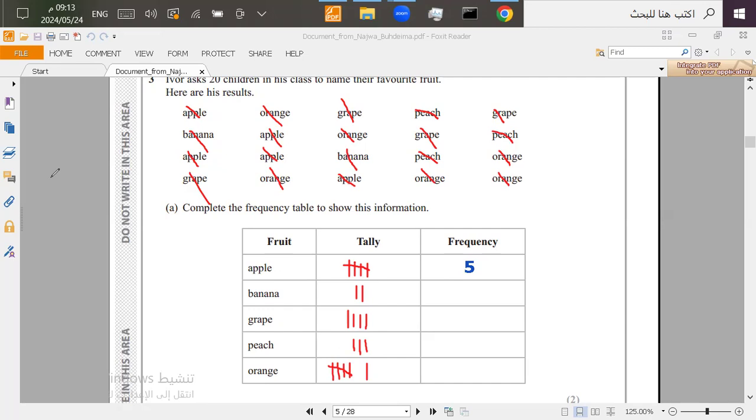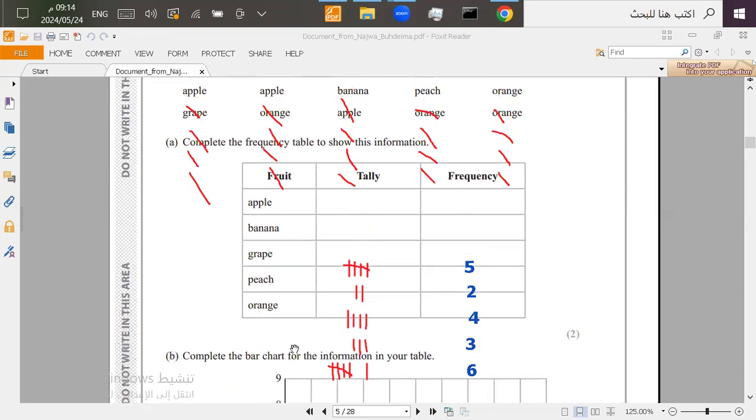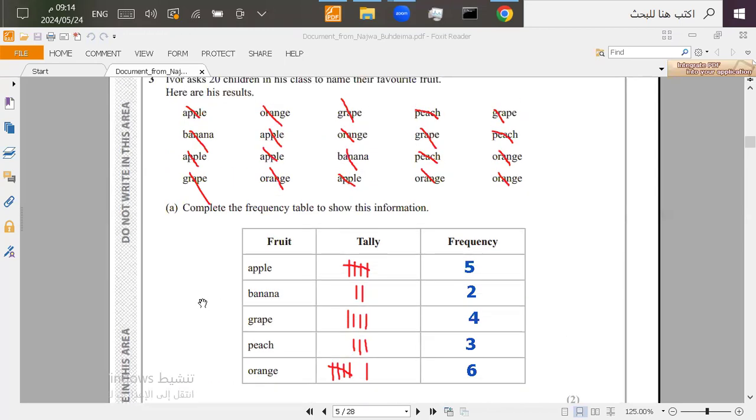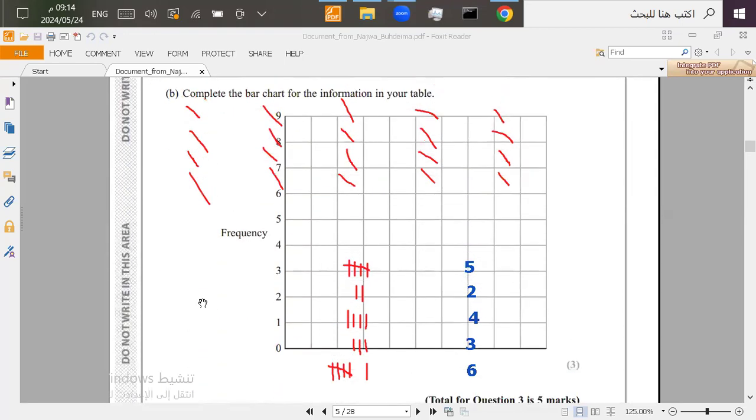Now, of course, you have to write them in numbers in the frequency one. So these are 2. And then we have 4. Here, 4. We have 3. And then the last one is 6. Now, after finishing this information, let's go down to the question. So we filled the gaps. Now we're gonna do the question, okay? Now the question says, complete the bar chart for the information in the table. We're gonna use the table and complete the bar chart, okay?